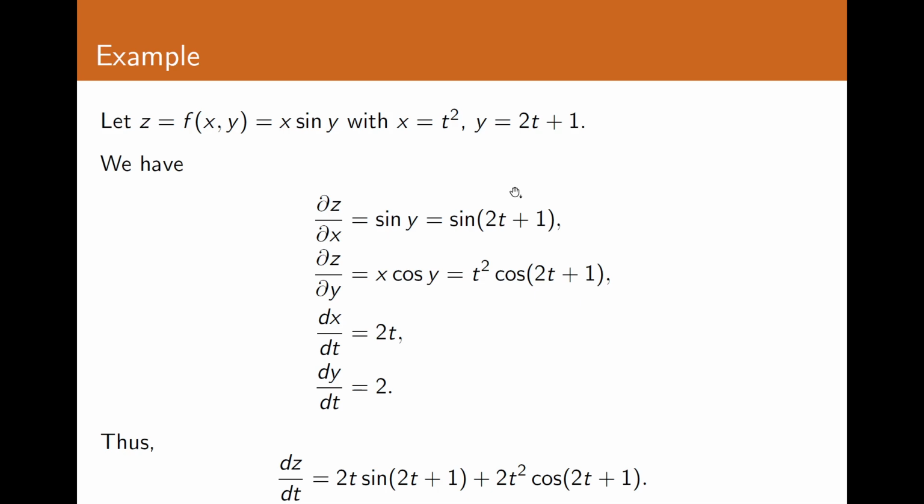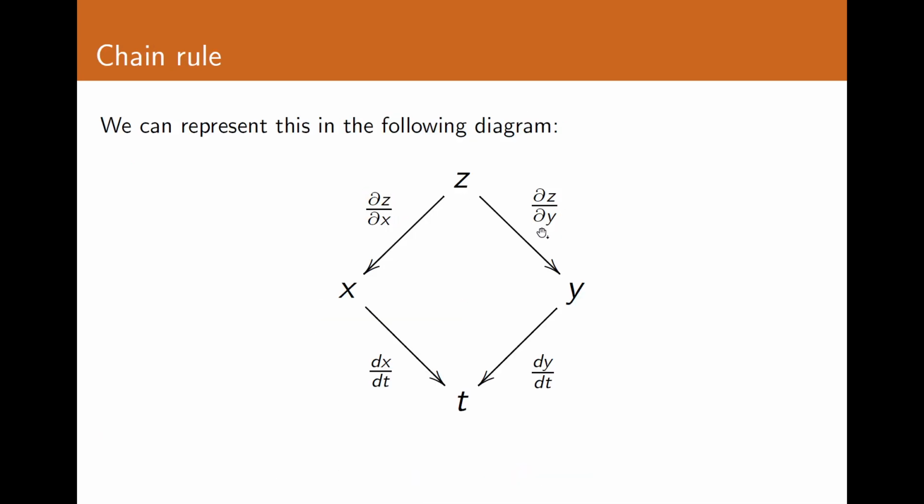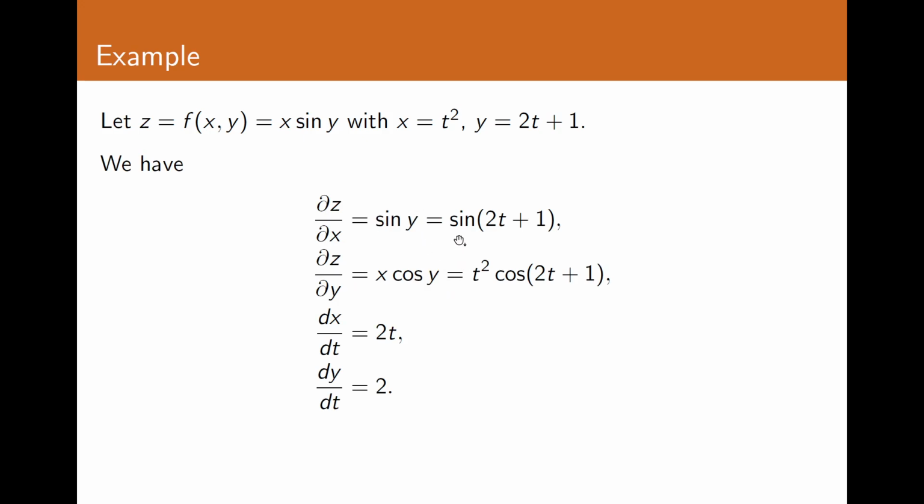So we have dx/dt times the partial of z with respect to x, and so we get 2t times sine of 2t plus 1, which is the term coming from the x direction of the diagram. And now if we go down the right side of the diagram, we get 2 times t squared cosine of 2t plus 1, so 2t squared cosine of 2t plus 1. So you just follow the diagram down and calculate each piece, which is what we did, and then we put them all together to get this formula. This is calculating those pieces along the diagram, and then this is putting them all together by going down the different paths.